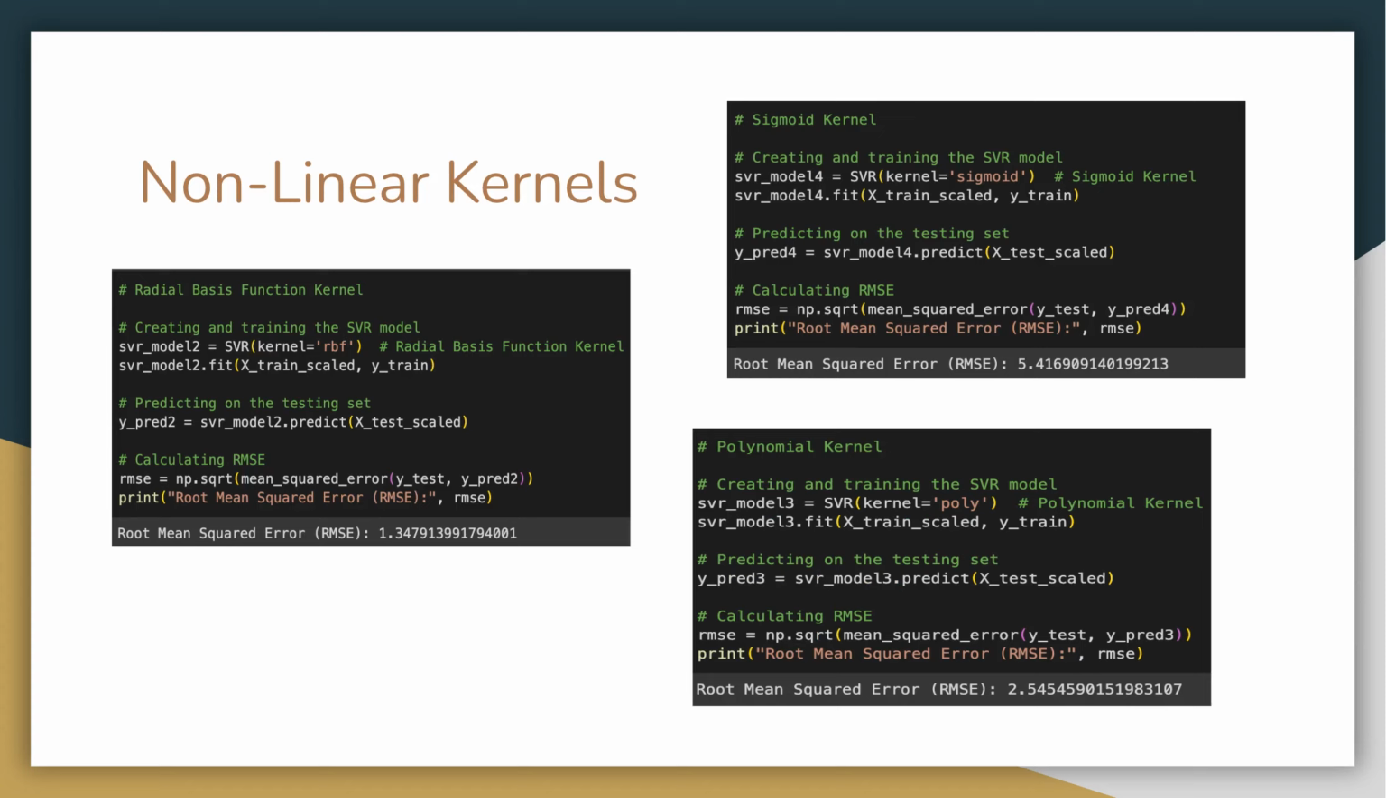We repeated this analysis with three other nonlinear kernels offered by the SVR package, the radial basis function, sigmoid, and polynomial kernels. The best result was from the radial basis function kernel, which had an RMSE as low as 1.34, which is lower than linear. The other two, however, resulted in RMSE rates that were higher than the linear kernel, as high as 5.41 and 2.54, meaning that they performed much worse.